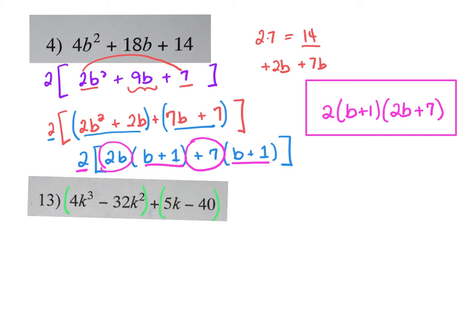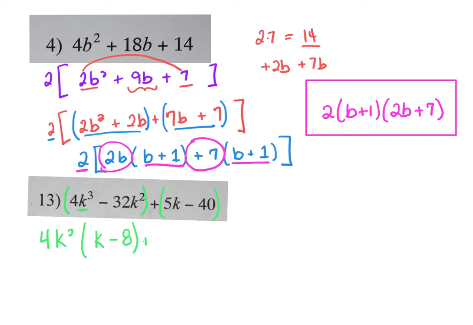So I'm going to look at the 4 and the 32. What can come out between the 4 and the 32? A 4. What about the k cubed and the k squared? The lowest one, k squared. 4 divided by 4 is 1. And then I took out 2 of my 3k's, so I have one of those left over. 32 divided by 4 is 8. I took out both of those k's.